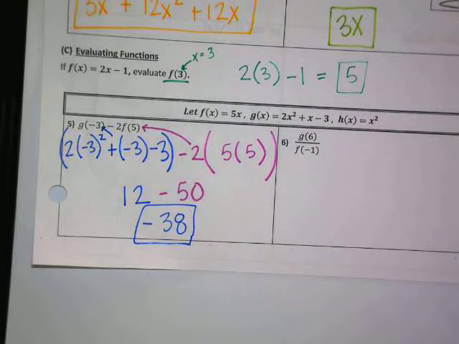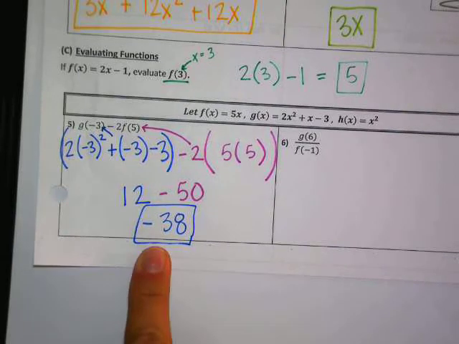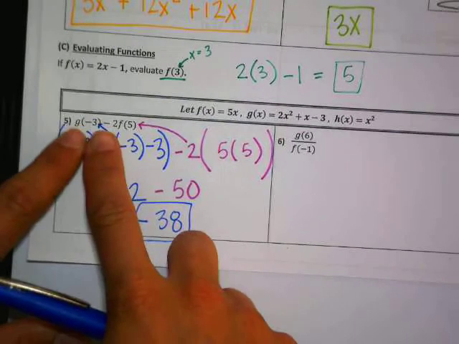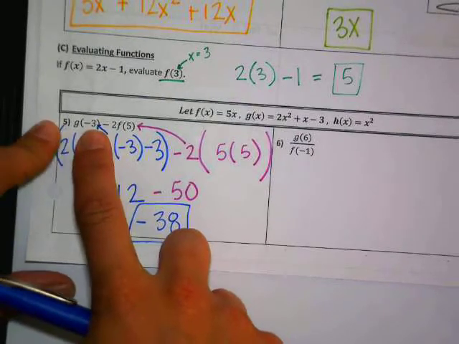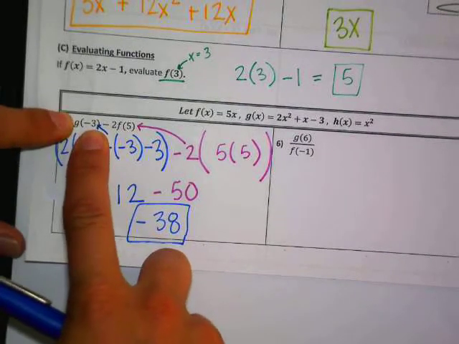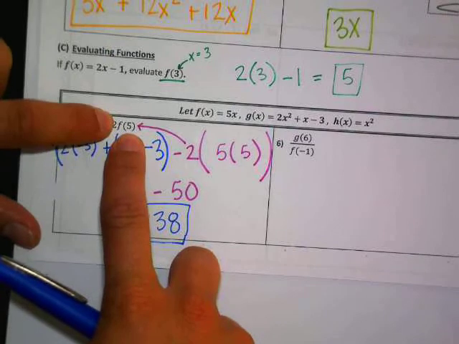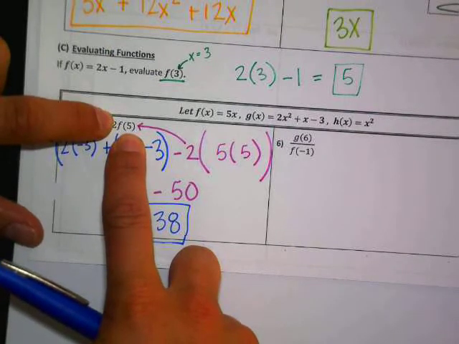Okay, so it's the same thing, just a little bit longer. How did we know that it was negative 3? It'll tell you right here in the parentheses. So in G, we're putting negative 3 in for the x, and then for the F1, we're putting 5 in.